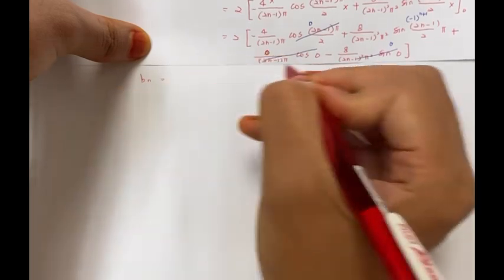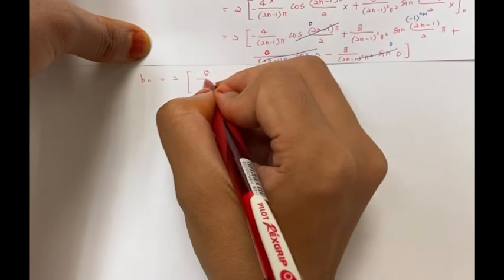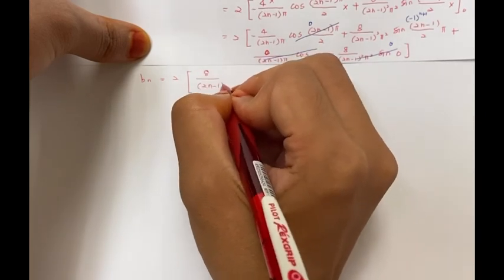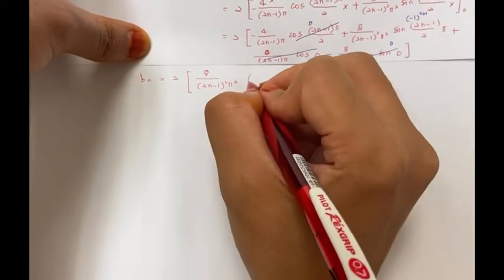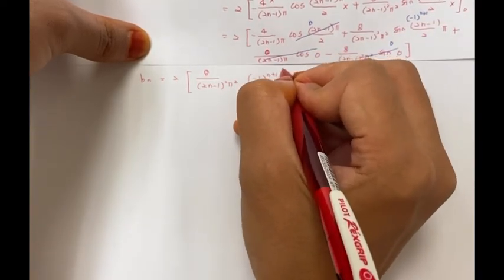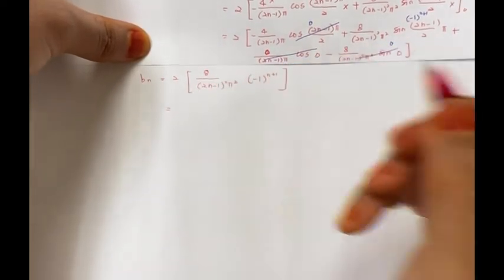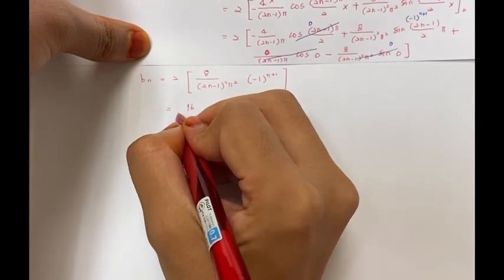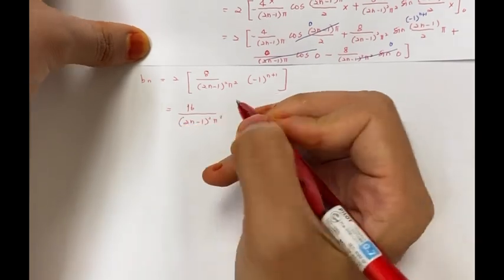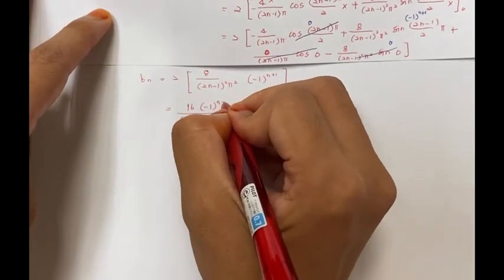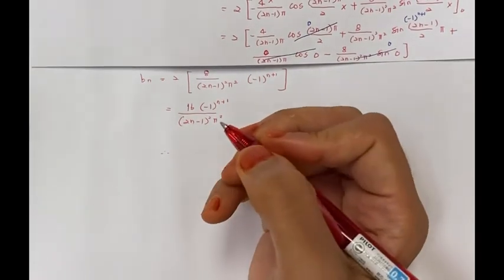We have Bn equal to 2 times 8 over (2n minus 1) squared pi squared, where sine is equal to negative 1 to the power of n plus 1, and the rest are 0. So this is our answer for Bn: 16 over (2n minus 1) squared pi squared, negative 1 to the power of n plus 1. And do not forget to write your last answer.